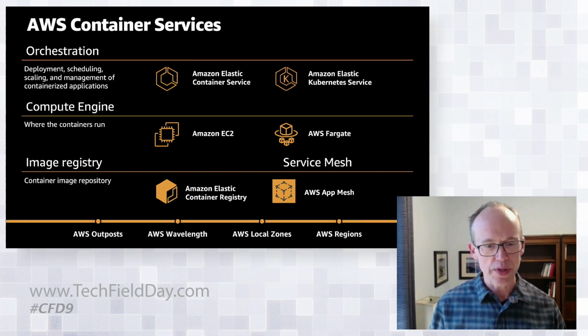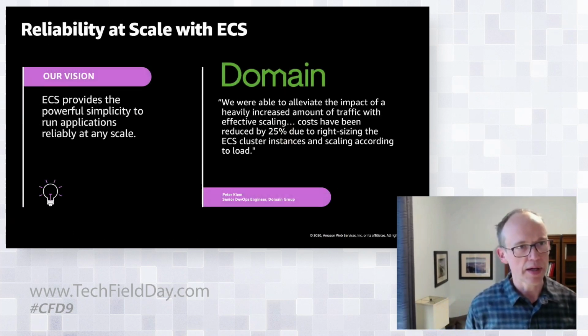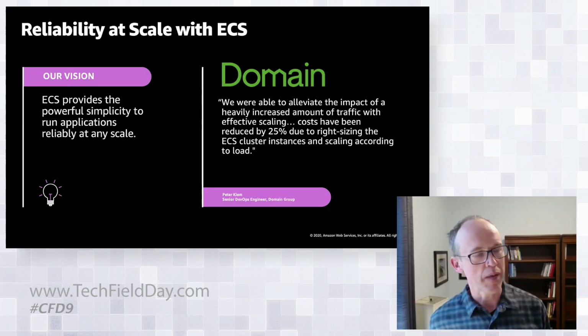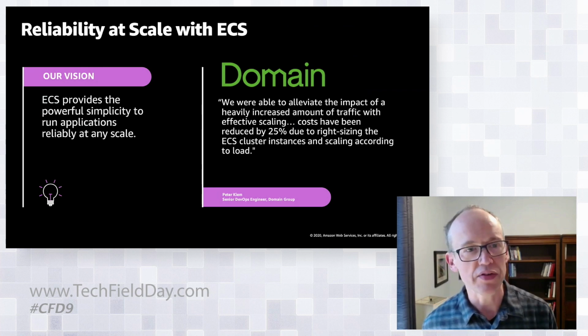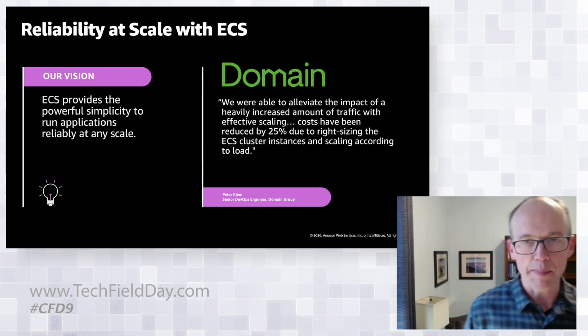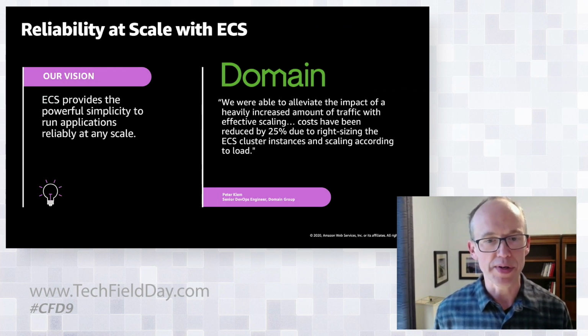I do have a few examples of customers that I just want to run through here, just to make some of this a bit more real. The Domain Group is an ECS customer, and they're an example of a customer that achieves what we think of as this powerful simplicity of ECS. They were looking at how they could scale to meet the demand of their application while keeping control of their costs. And that's what auto scaling is all about.